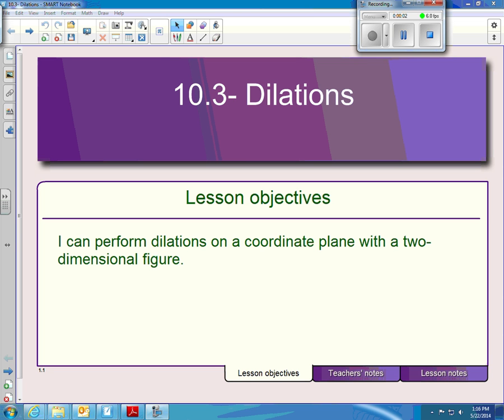Hey class, welcome back for our last unit of notes, our last section of notes at 10.3, dilations. I can perform dilations on a coordinate plane with a two-dimensional figure. So let's first off talk about, well, what is a dilation?